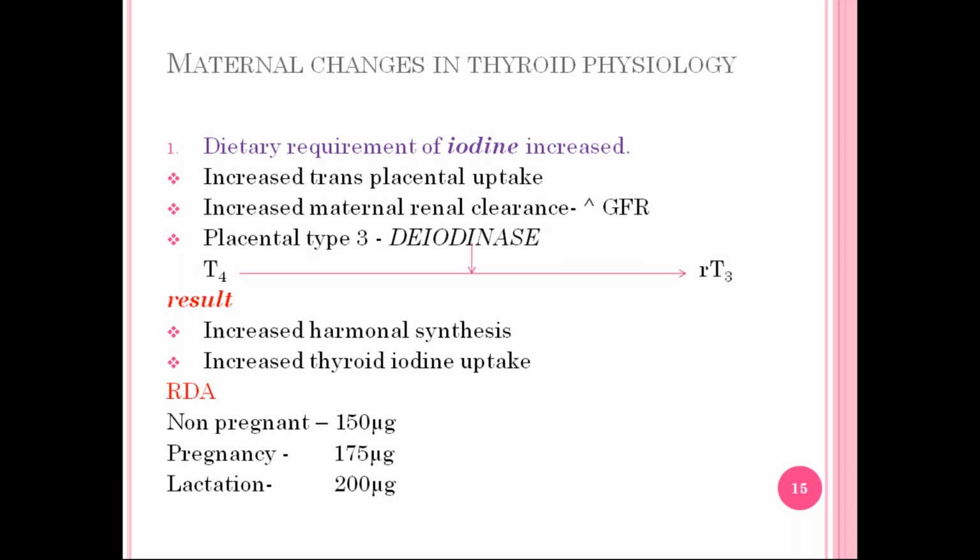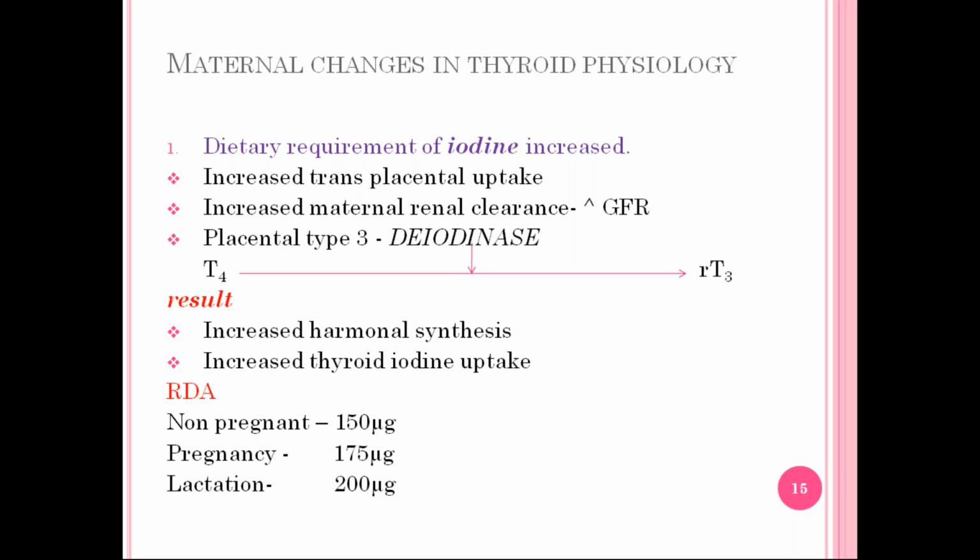So what are the maternal changes in thyroid physiology? What happens during pregnancy? The requirement of every micronutrient and every protein is increased in pregnancy. So the dietary requirement of iodine is also increased in pregnancy. Because the placenta is the organ which takes all the nutrients from the mother to the fetus, there is increased transplacental uptake of iodine in pregnancy, and also increased maternal renal clearance.